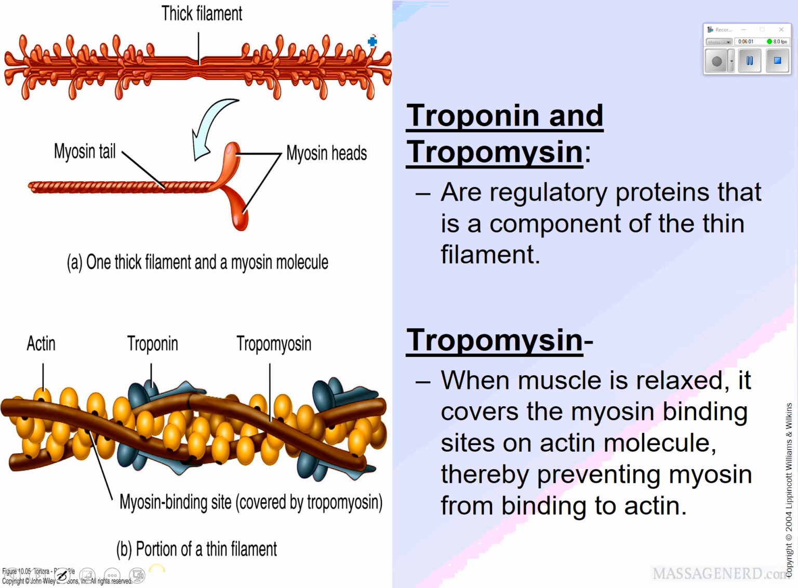So the first one here we're going to talk about is your tropomyosin. And this is when the muscle is relaxed. It covers the myosin binding sites on the actin molecule, thereby preventing the myosin from binding to the actin. So it's going to turn it off.